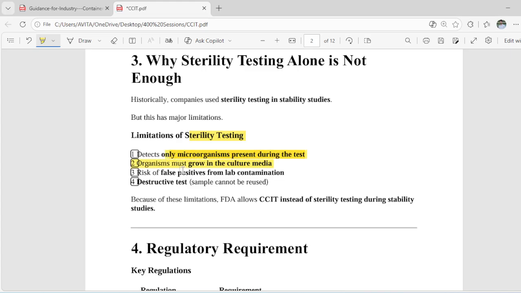The third limitation is the risk of false positives from lab contamination. Sometimes your product is free from microorganisms, but while performing tests, some microbes enter your media while growing it. That may lead to false positive results. So that is also one of the limitations. The last one is that it is a destructive test: whatever sample you use can't be reused. So that's why it's a destructive test.